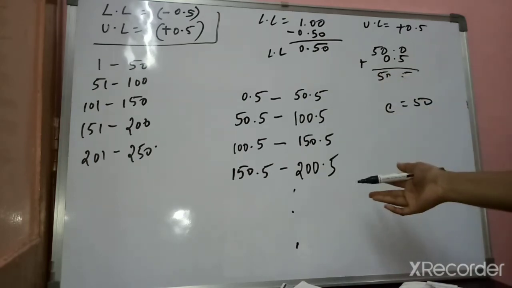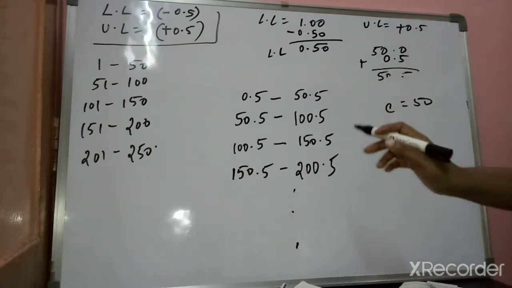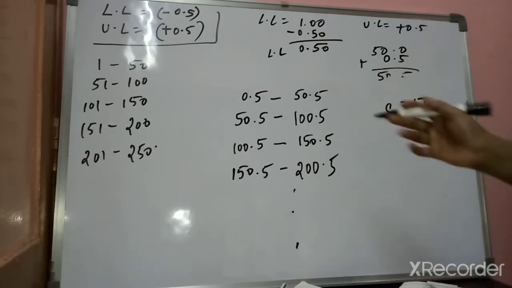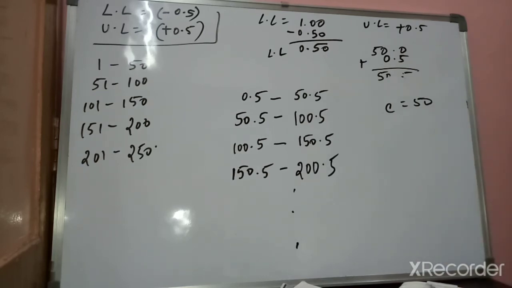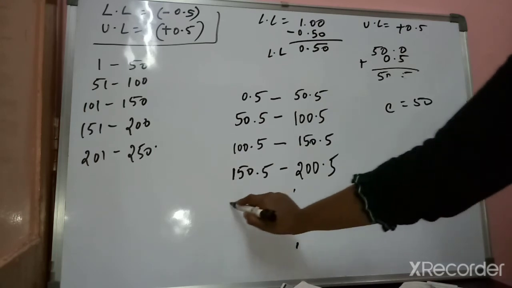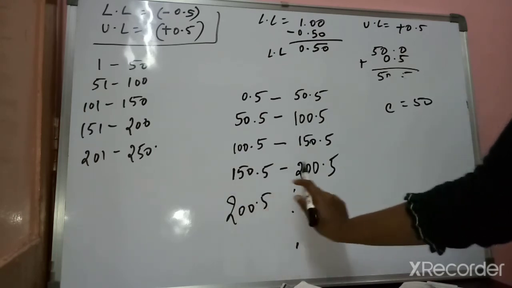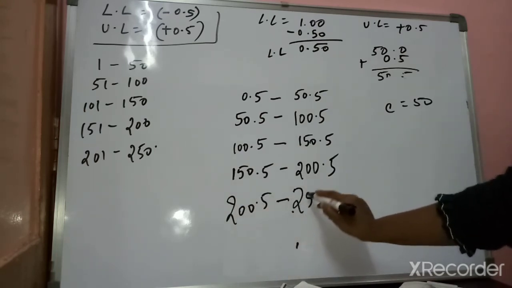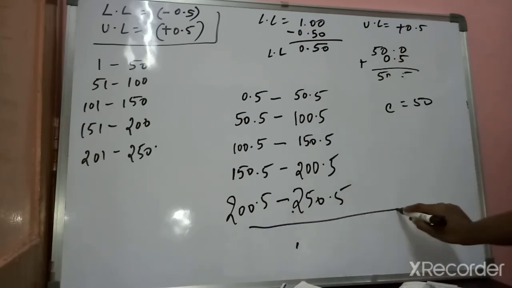Now what you have to do is make the more than type and the less than type. So now let's do it. I hope this is clear to you. Again you have to go up till 250, that is, the last class is 200.5 to 250.5. So this is the completion.